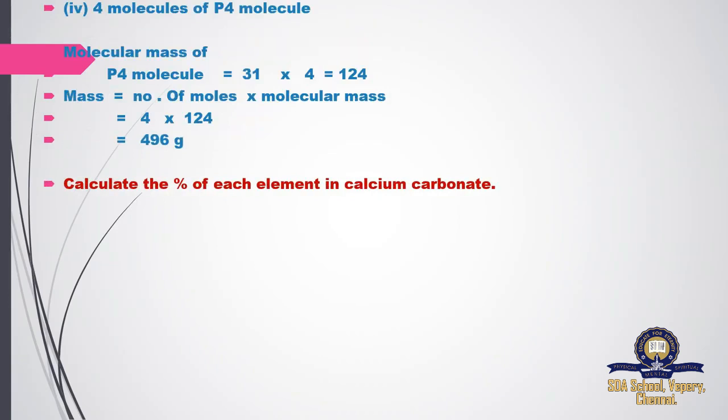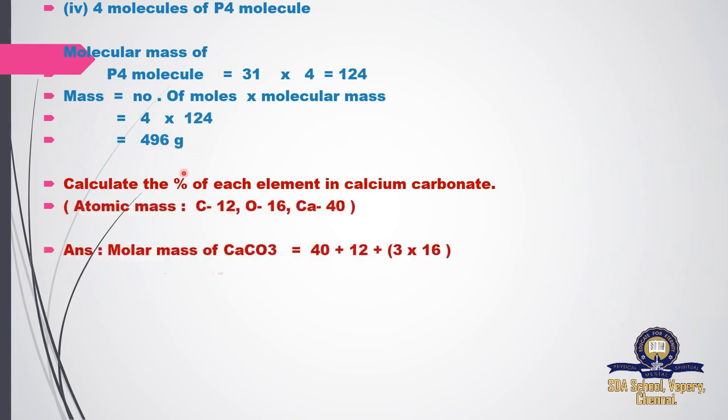One more sum, 4 moles of P4 molecule. Here the molecular mass of P4, that is phosphorus, equals 31 into 4, which is 124. Then the formula, mass equals number of moles into molecular mass. The number of moles is 4 and the total molecular mass is 124. So when we multiply together, we get 496 grams of P4 molecule.